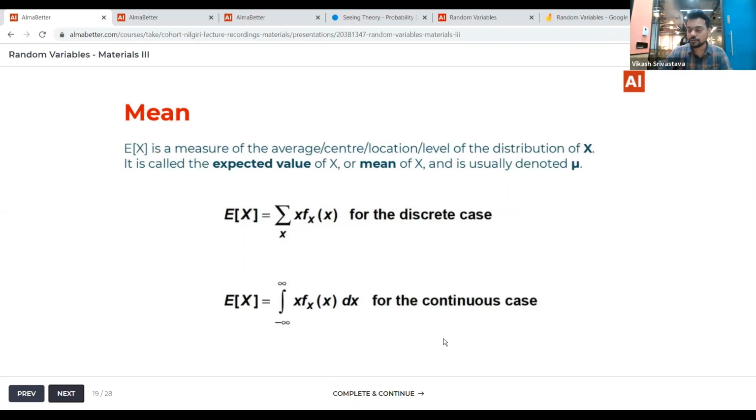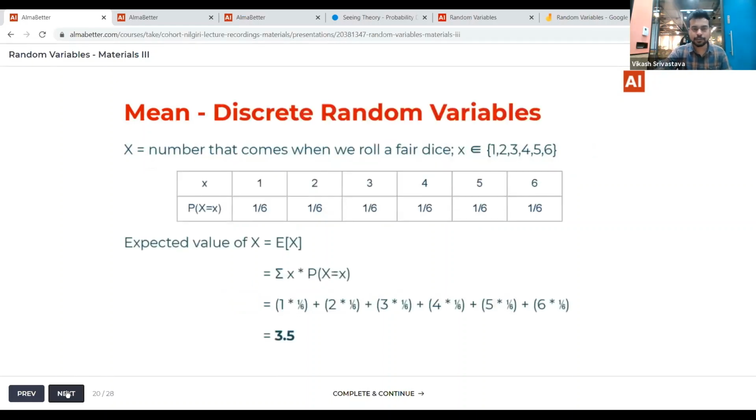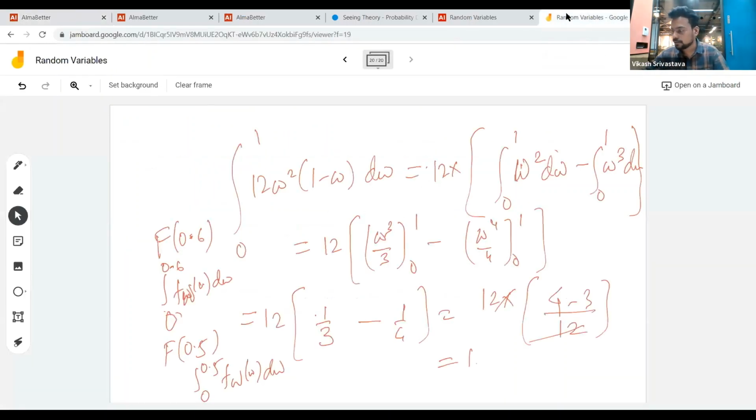And in the case of a continuous random variable, this will be X multiplied by the PDF of this particular continuous random variable, integrated over the interval minus infinity to infinity. And this will give us the expected value, or what we also call the mean of that random variable. What is the measure of central tendency, or what is the average value that X will take? So this is technically called the expectation or expected value of capital X. Okay, so we'll take an example. In the case of rolling a die.